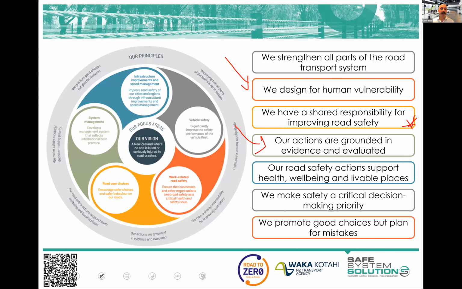Our road safety actions support health, well-being, and livable places. This is one of the smartest principles of the safe system from an implementation perspective I've seen in a long, long time. The reason for that is you get amazing traction with community and get other groups involved and on board in implementing safe system solutions when you ride the coattails of health, well-being, places, and all these other things, rather than stopping death and serious injury to the community.